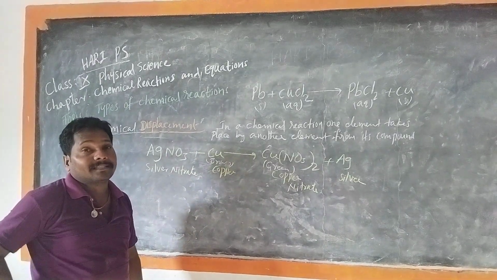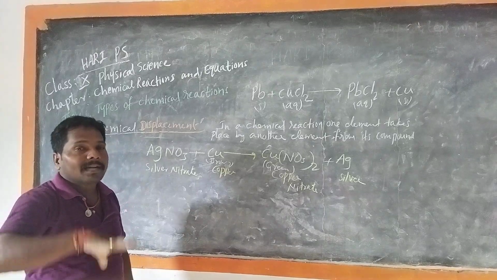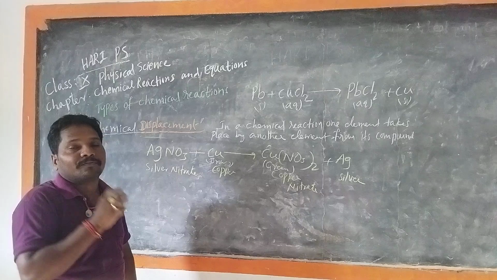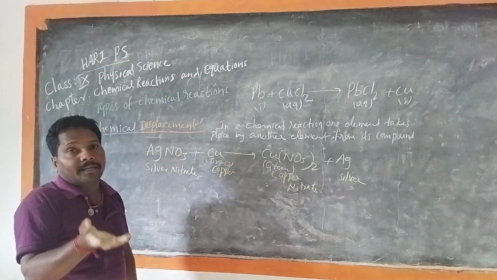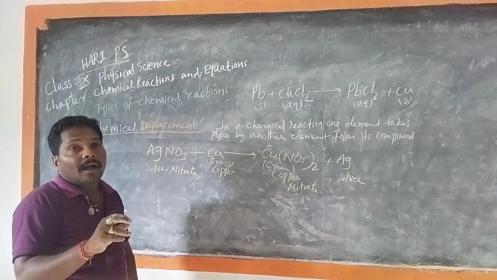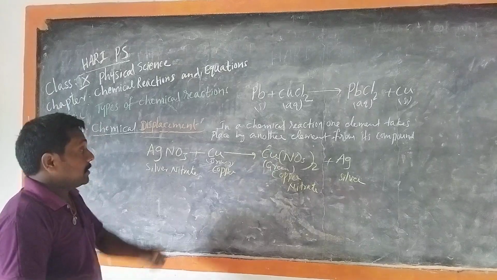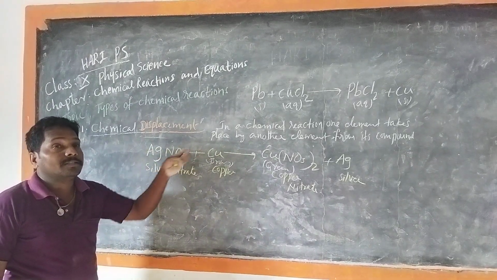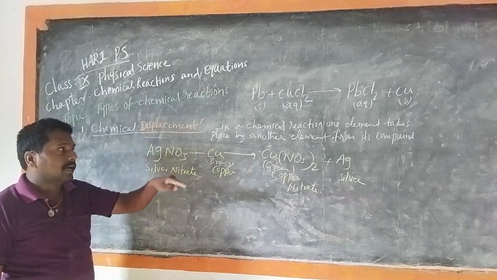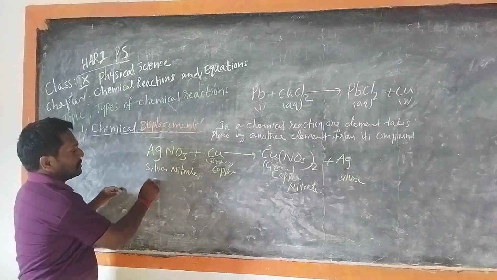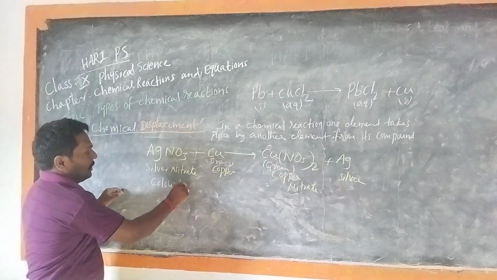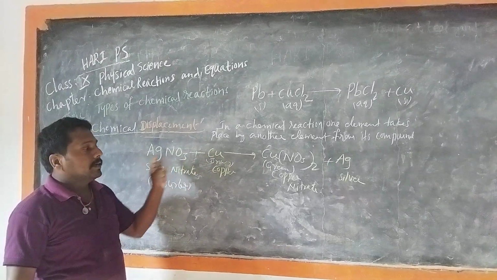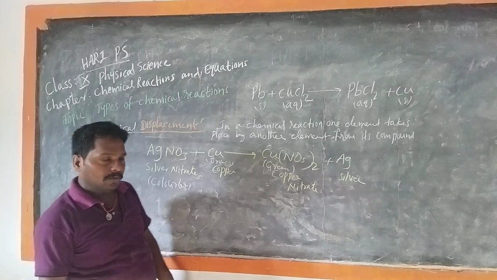The characteristics of a chemical reaction are that a gas is evolved, a precipitate is formed, heat is liberated, sometimes heat is required, and there is a change in color. In the previous example also, the blue copper sulfate solution changed into green. So a color change happened. Silver nitrate is colorless, and when we drop copper into it, it turns green.